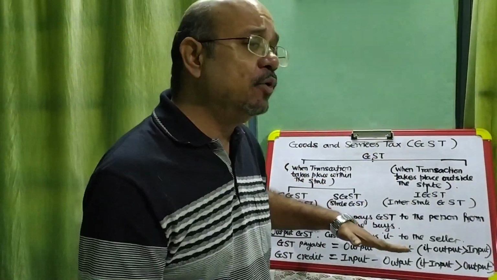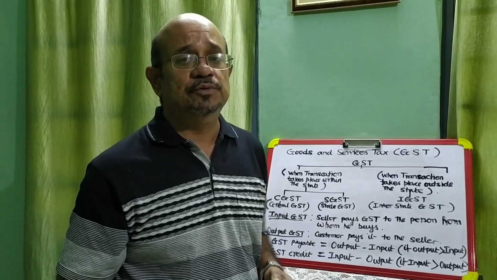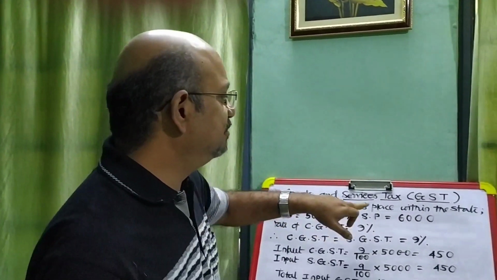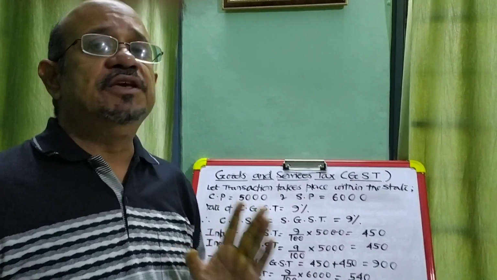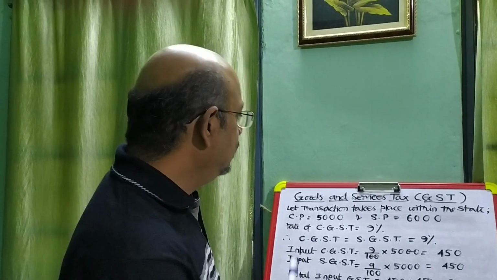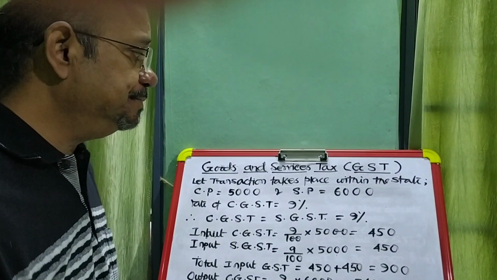Now we will understand all these things with the help of some examples. Let's see those examples now. Let us take an example to understand the theory which we just now learned. Suppose the transaction takes place within the state. So the GST charged will be divided in two categories, CGST and SGST, whose rates are given. Both CGST and SGST are equal to 9%.